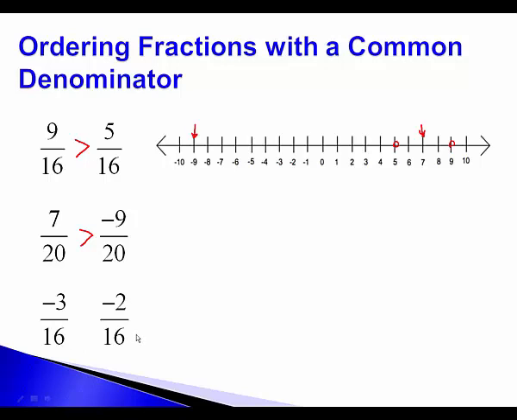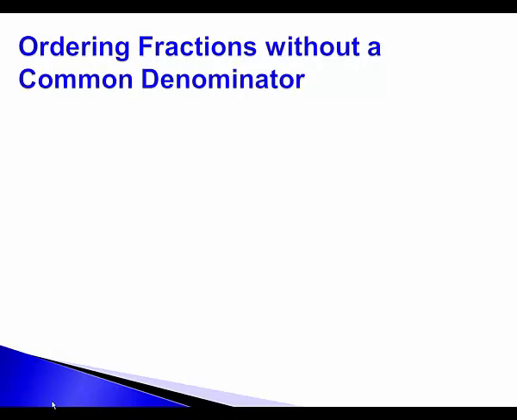And then we have negative 3 over 16 and negative 2 over 16. Once again, let's look at that number line and remember that negative 3 is right here and negative 2 is right here. The negative 3 is farther to the left. It's the smaller of the two numbers. So the symbol should go that way, and it is negative 3 over 16 is less than negative 2 over 16. Now let's look at ordering fractions without a common denominator.